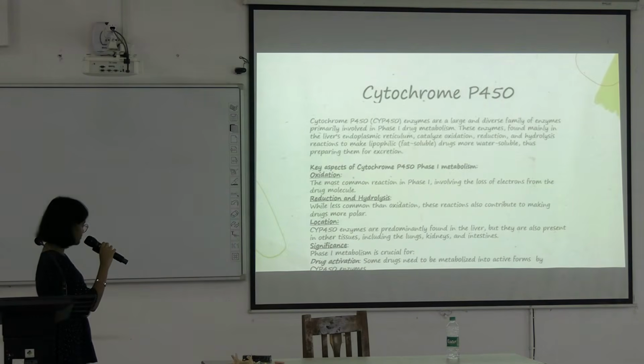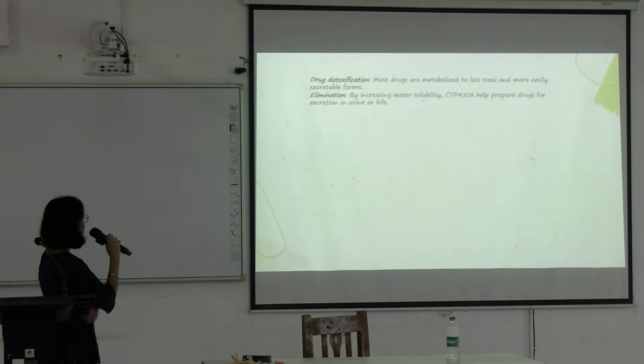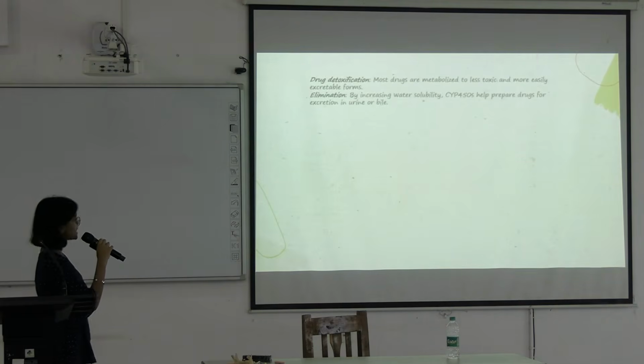Location: cytochrome P450 enzymes are predominantly found in the liver, but they are also present in other tissues, including the lungs, kidneys, and intestines. Significance: phase 1 metabolism is crucial for drug activation. Some drugs need to be metabolized into active forms by P450 enzymes. Drug detoxification: most drugs are metabolized to less toxic and more easily excretable forms. Elimination by increasing water solubility: cytochrome P450 helps prepare drugs for excretion in urine or bile.